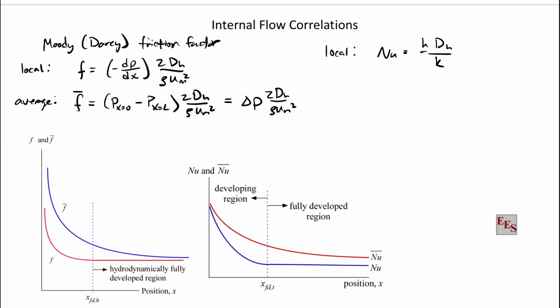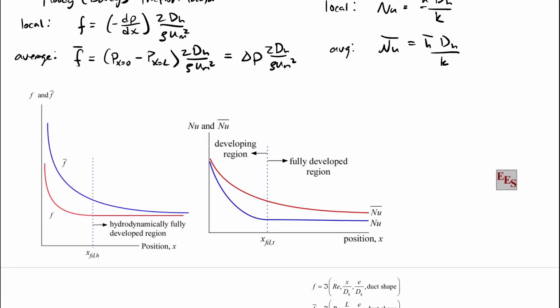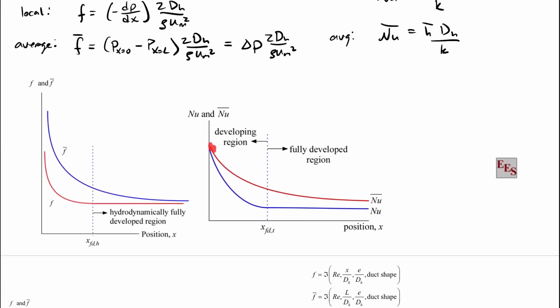So that's our local, and then the average is Nusselt bar equal to h bar D sub H over K. Okay. So just definitions again. And if we plot that out, it does something similar. We start off our Nusselt number really high. The local goes down, eventually becomes stable, and then the average is always going to be high.